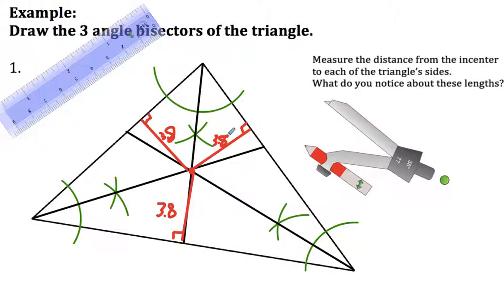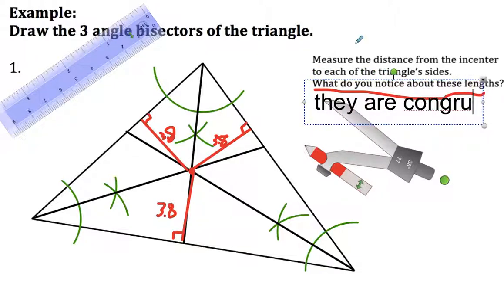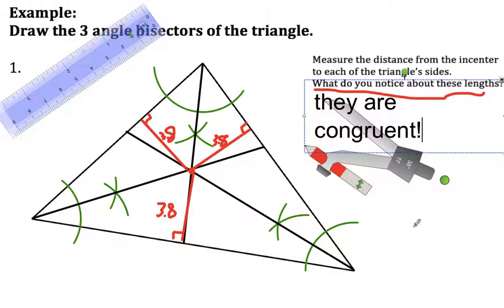And no matter what scale or what ruler or what units you're using, you should notice that those three are all the same length. So what do you notice about these lengths? Well, I noticed that they are congruent. Okay, so that is actually true for the incenter of a triangle. If you want to be the same distance to each of the sides of the triangle, that's exactly what the incenter does.